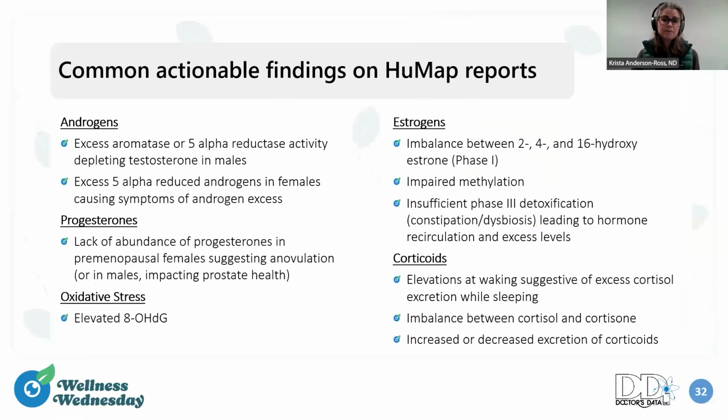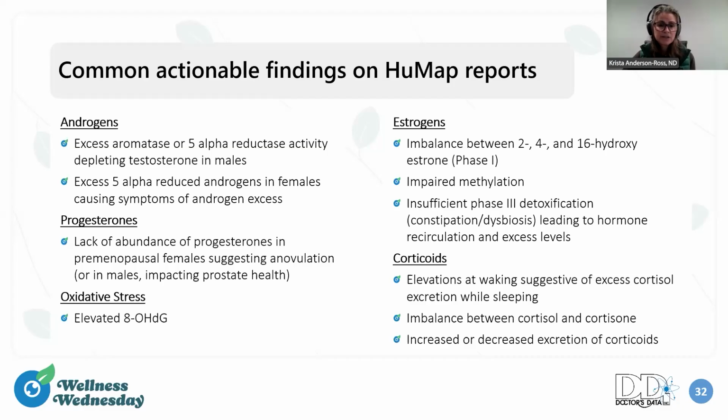Some of the clinically relevant findings that you might find on your HuMap are excess aromatase or 5-alpha reductase and how they might impact androgen balance. In men, the 5-alpha reductase and aromatase activity is going to lead to depletion of testosterone. And in women, it's going to contribute to symptoms of androgen excess. Low progesterone in premenopausal women suggests anovulation, and in men, it can reflect prostate health.